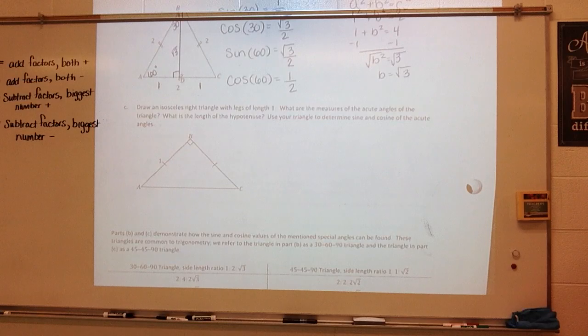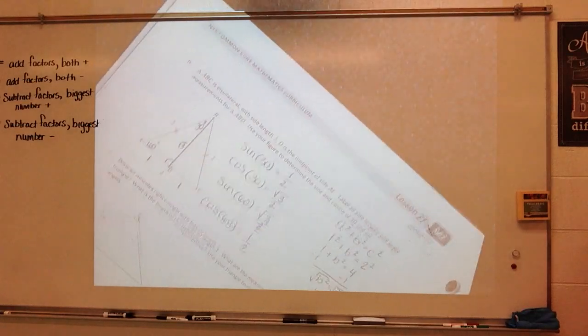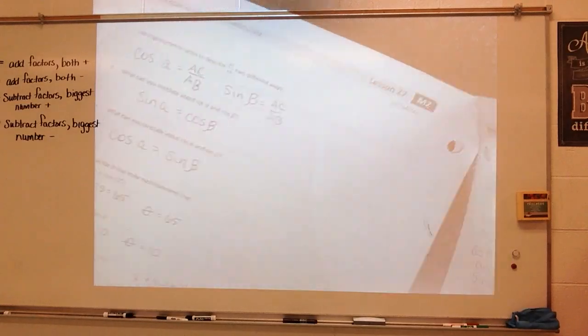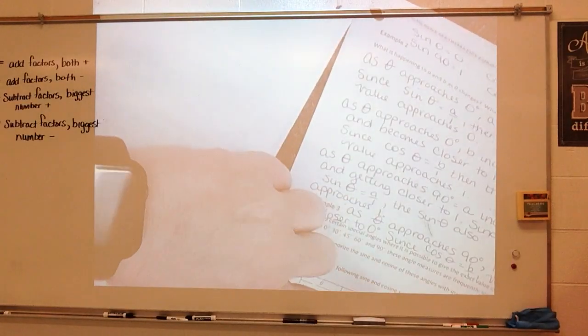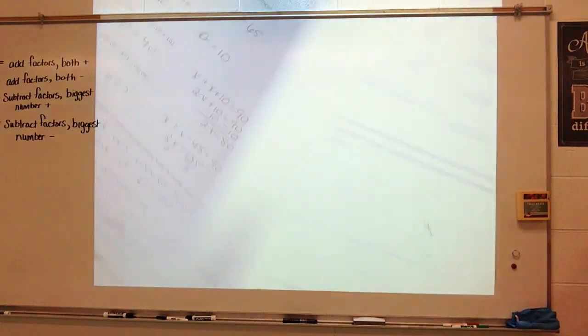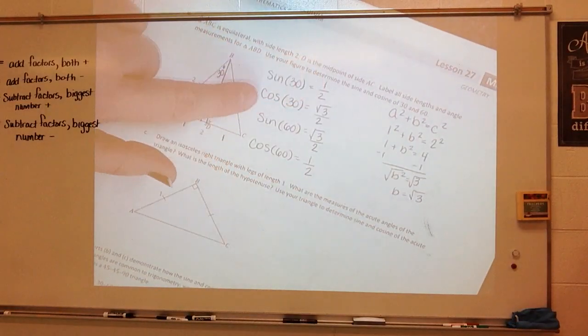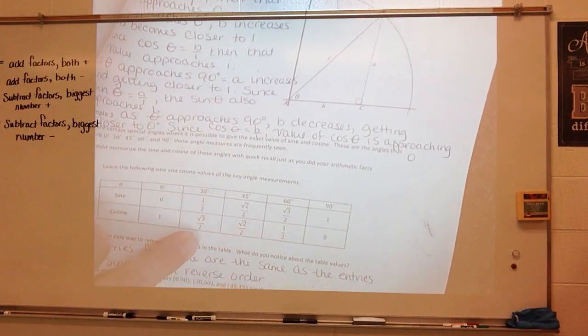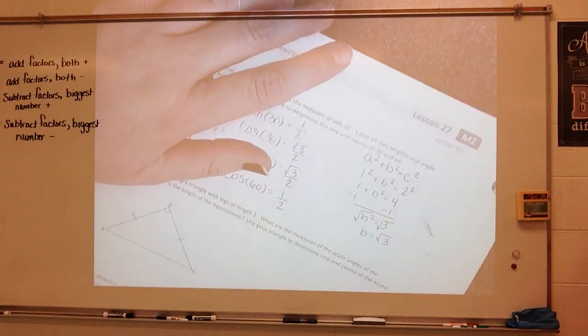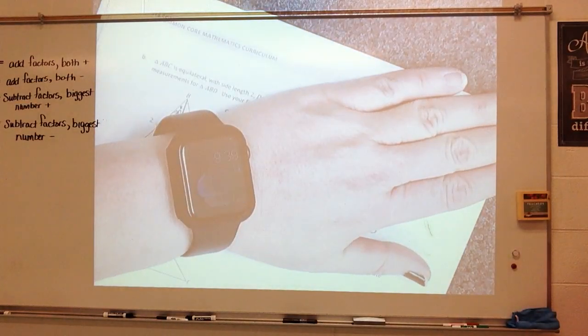So part B helped demonstrate how the sine and cosine values of special angles can be found. So if you look, we said a 30 or a 60. So the sine of a 30-degree angle was 1/2. Looking back on that chart, look, the sine is 1/2. Cosine of a 30 was square root of 3 over 2. Look what we got. So these triangles are common in trig. So let's look at this.